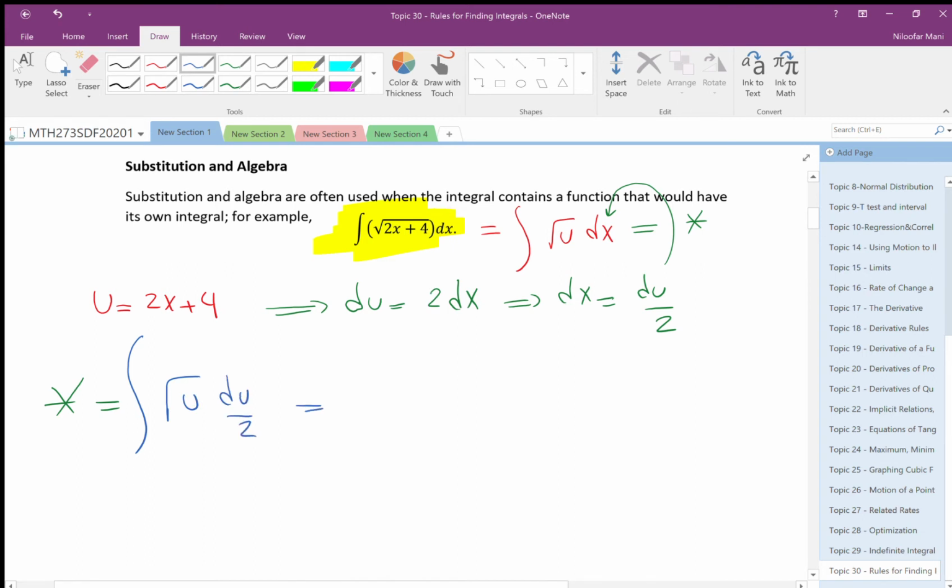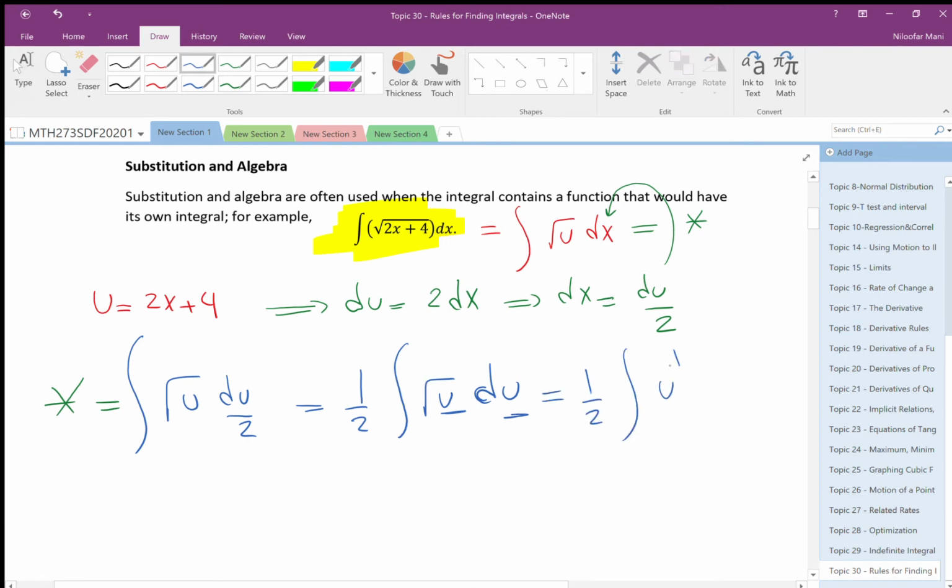Then for the 1 over 2, is it bothering you? You say no, because I can bring it out. That's a number. When you have a number, no problem, bring it out. So 1 over 2 times the integral of radical u du. Perfect. Now I can answer, because it's u and du. It's based on u, so it doesn't matter. It's like x dx, it's like z dz. I can answer.